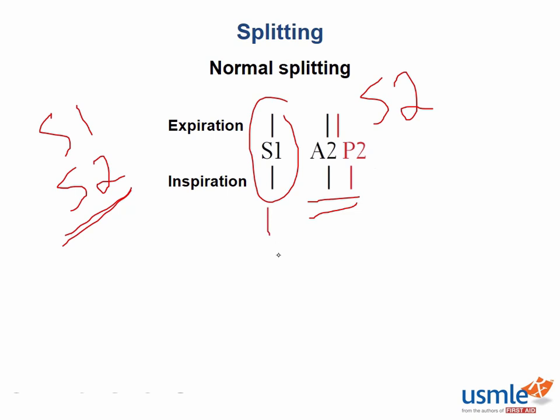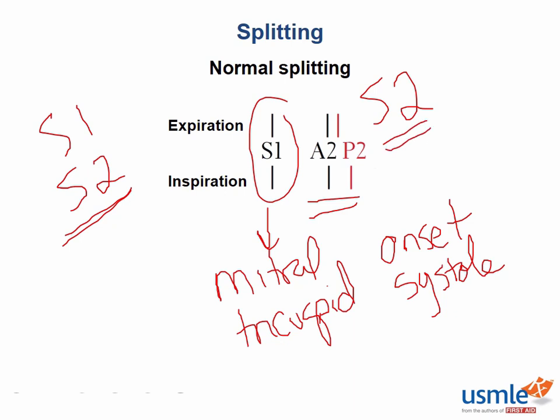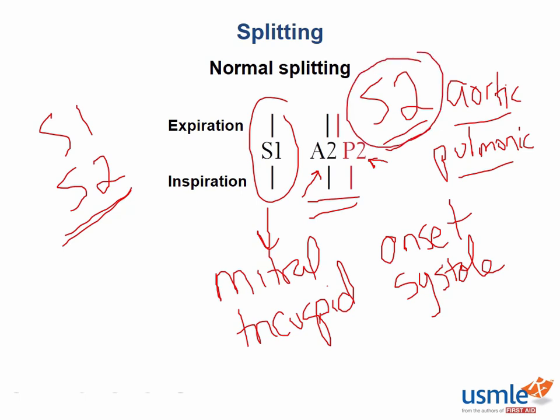So the S1 sound is created by blood basically smashing into the mitral and tricuspid valves. This heart sound represents the onset of systole. The S2 sound is the sound that is created when blood flows against the closed aortic and pulmonic valves, which is represented by A2, which is the aortic valve, and P2, which is the pulmonic valve, that both combine to create the S2 heart sound.